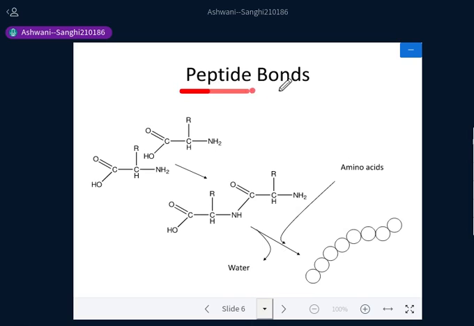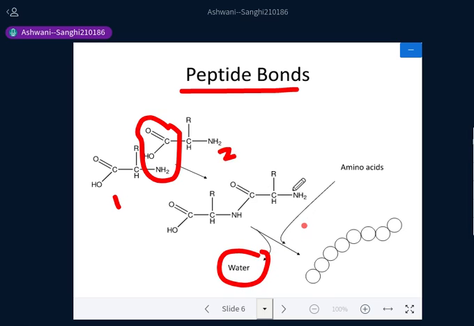These amino acids are joined together by a bond called the peptide bond. The peptide bond is the bond between the carboxylic acid group and the amino group of two amino acids. During the synthesis of a peptide bond, one water molecule is removed. Amino acids joined together by peptide bonds then form proteins.